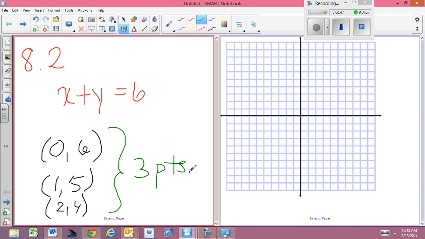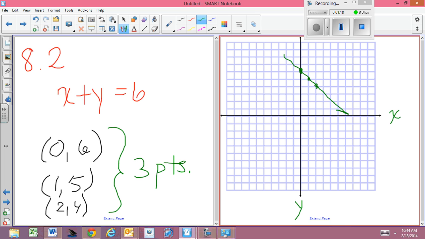You plot the point 0, 6. 0 is on your x-axis, 6 is on the y-axis. So the point 0, 6 is 1, 2, 3, 4, 5, 6, up 6. So the x-coordinate is 0, the y-coordinate is 6. The point 1, 5, the x-coordinate is 1, the y-coordinate is 5, and 2, 4, the x-coordinate is 2, and the y-coordinate is 4. And then you can connect those 3 points with a nice straight line using a ruler.